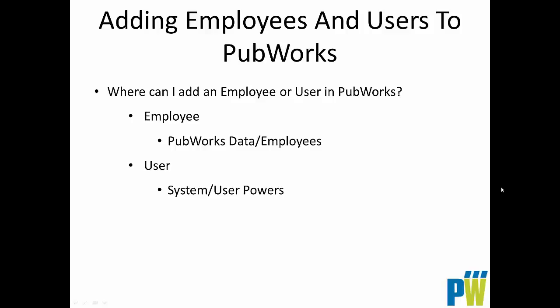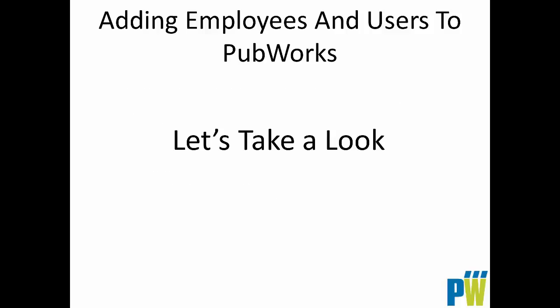So where can I add an employee or a user in PubWorks? Well, that's pretty easy. If you have PubWorks open, go up to the main menu at the top of the screen, select PubWorks Data, and then select Employees from the drop-down list. To add a user, go up to the top of the same window, select System, and select User Powers. So let's take a look.